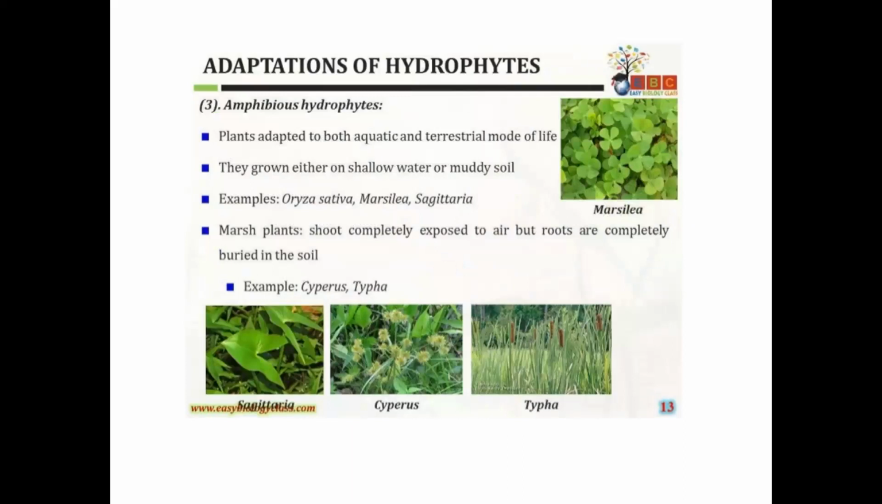Amphibious hydrophytes means the plants adapted to both aquatic and terrestrial modes of life. They grow either in shallow water or muddy soil. Examples of amphibious hydrophytes are Oryza sativa, Marsilea, and Sagittaria. Marsh plants have the shoot completely exposed to air, but the roots are completely buried in the soil. Examples of marsh plants are Cyperus and Typha.